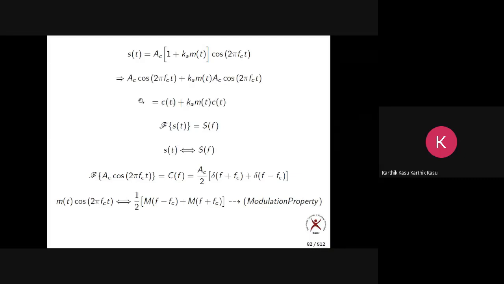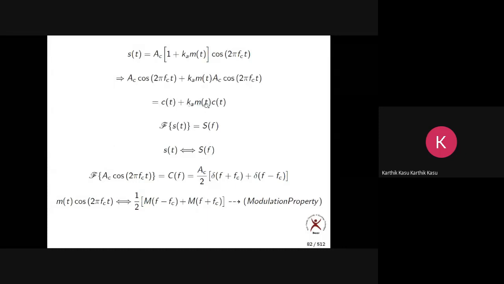So here, we have to find out the Fourier transform of this signal. What signal? C of t plus K a m of t C of t. Now we are done with the Fourier transform of C of t. What did you get? A C by 2 delta of f plus f c plus delta of f minus f c.